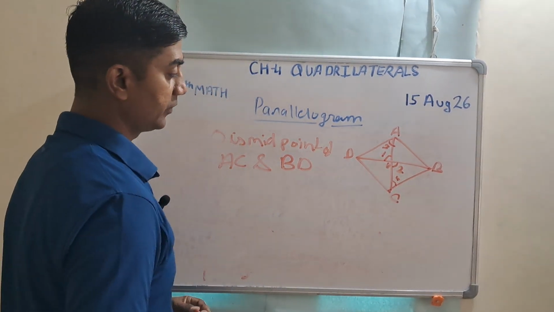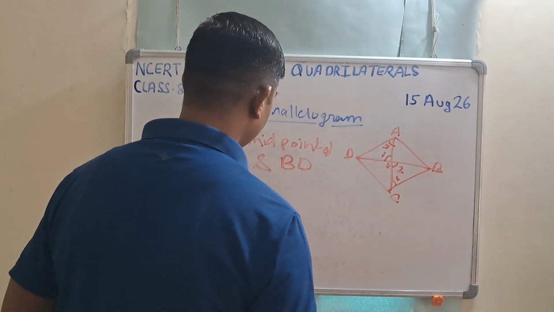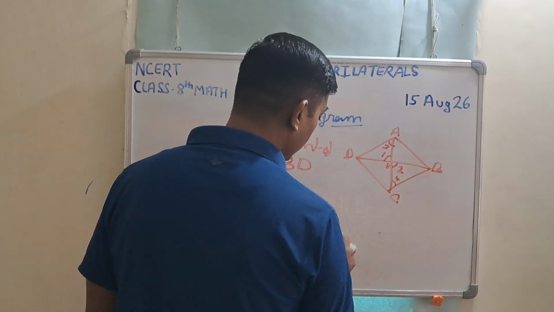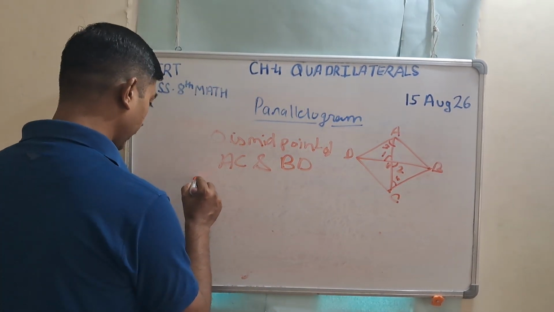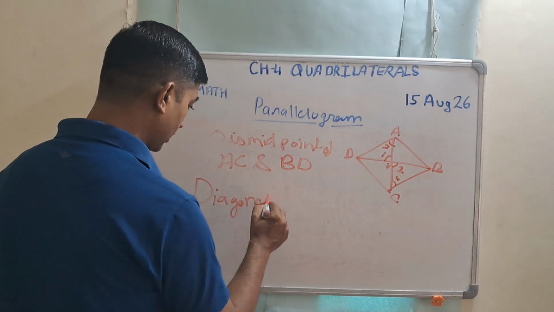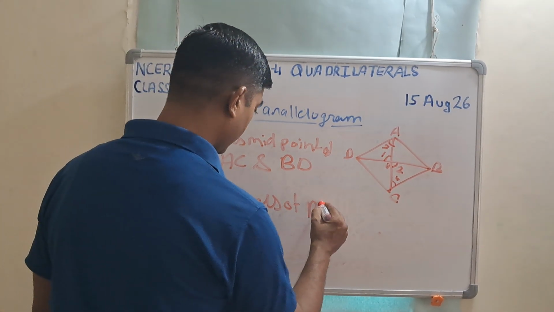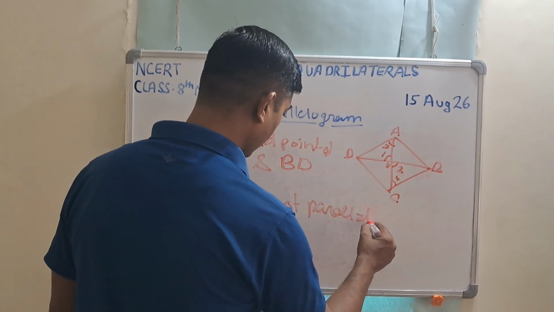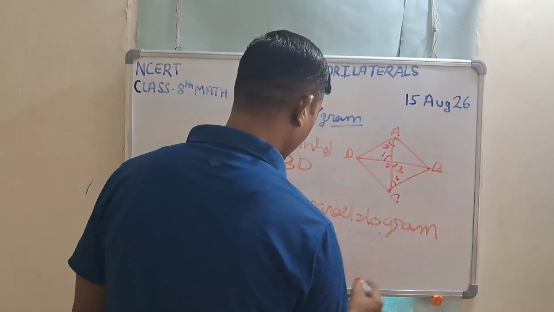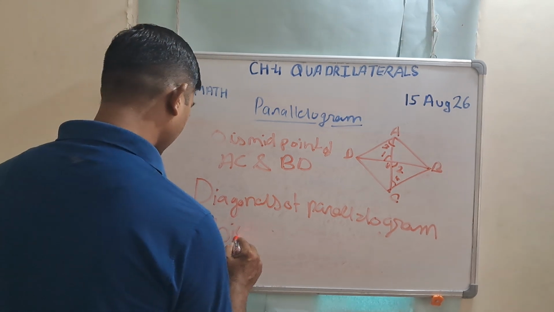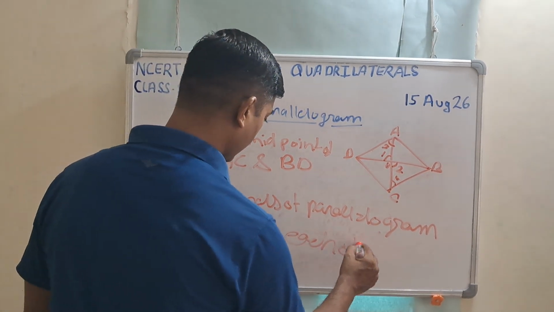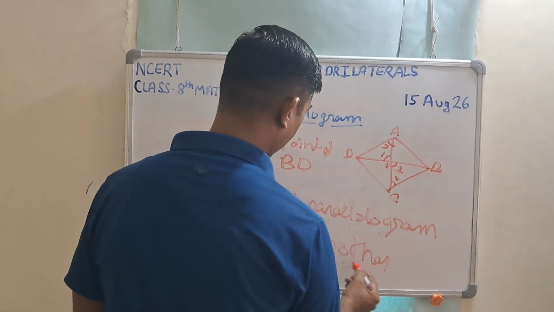This is what we have concluded, and this says that diagonals of a parallelogram bisect each other. This is our final conclusion. Diagonals of a parallelogram bisect each other. Understood?